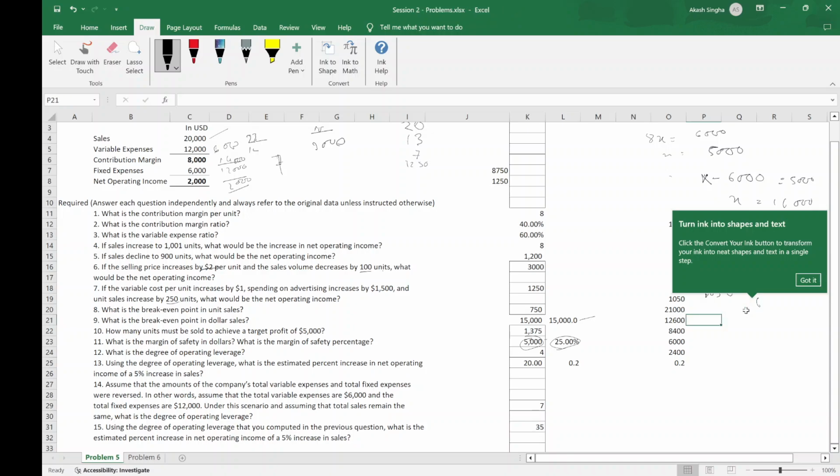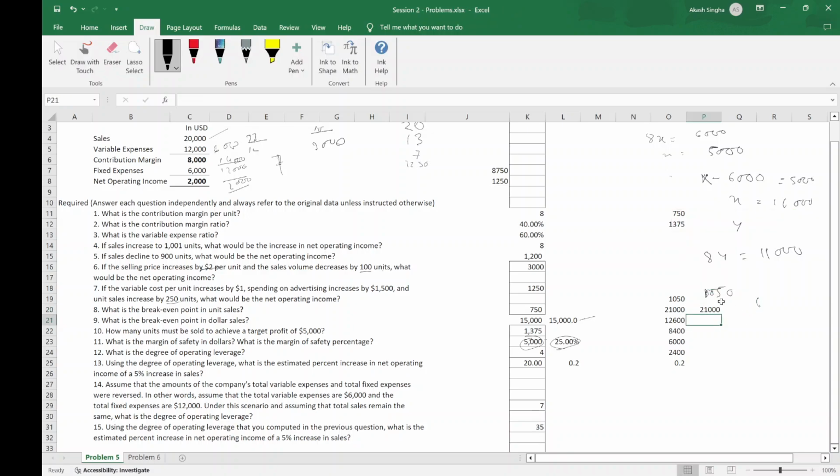So 21,000 will be the revenue and 6 into 1,050 will be our variable expense. So our contribution margin will be 14,700, and fixed will be 12,000 because it's reversed. So now our operating net income is 2,700.